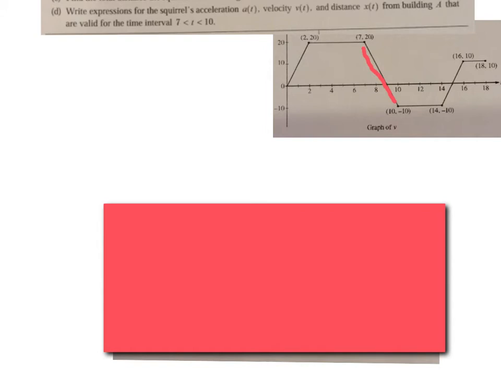Now the acceleration and velocity are mildly easy. The distance is the tough one here, to try to get those last 2 points. So let's reveal them one at a time. Starting off with acceleration, I've highlighted the section that it's talking about here in red, from 7 to 10.